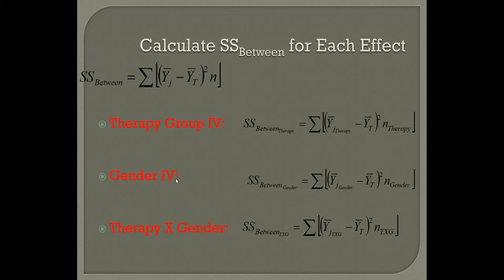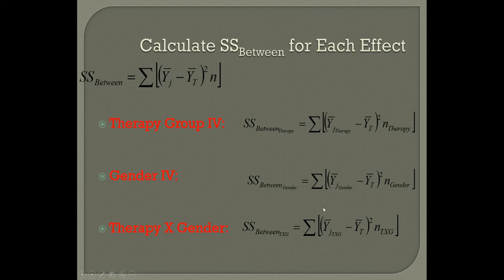Now the sum of squares for the interaction does get a little bit more complicated, because the group means collapse across the other independent variable. We look at the deviation of the cell means from the grand mean, squared and multiplied by the cell sample size. So it just gets a little bit more complicated there.